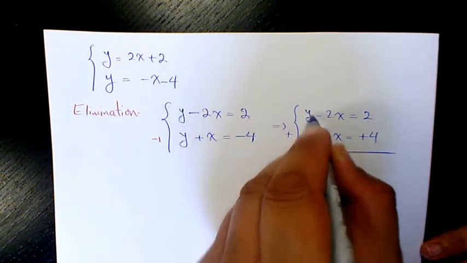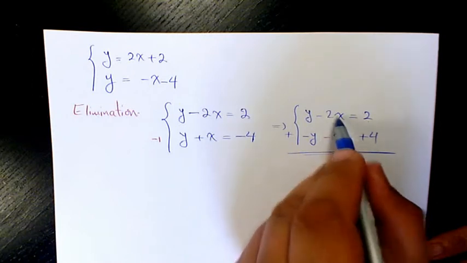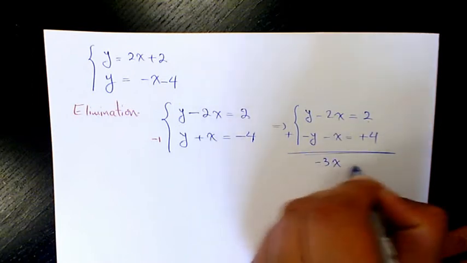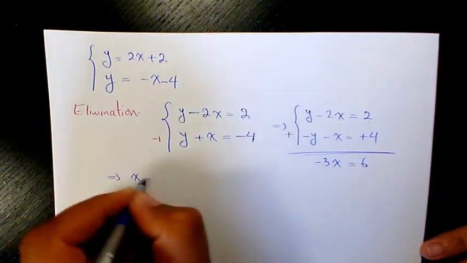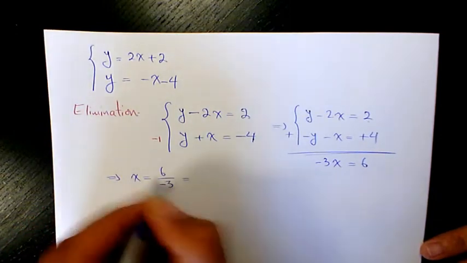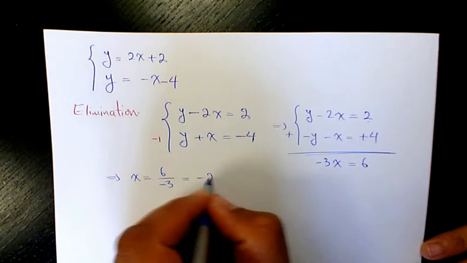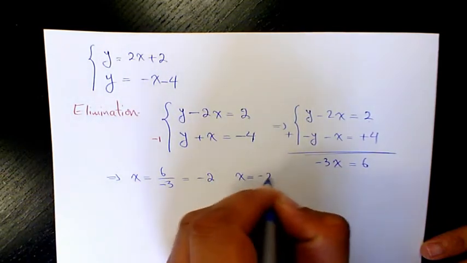So when you add them, these two cancel out. Negative x and negative 2x is going to be negative 3x. So 4 and 2 is going to be 6. Therefore, x will be 6 divided by negative 3. So 6 divided by negative 3 is going to be negative 2. So x will be negative 2.